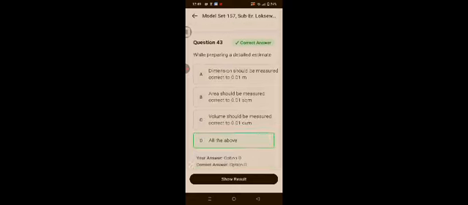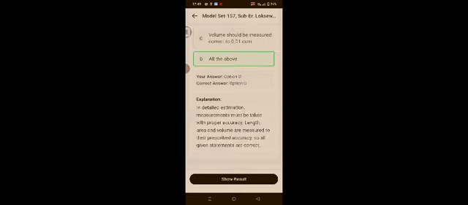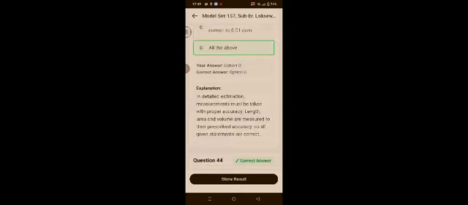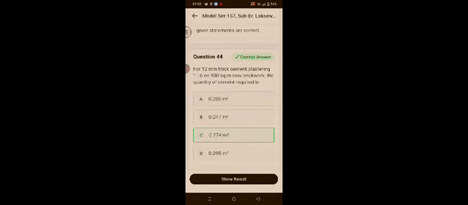While preparing the detailed estimate, dimensions should be measured to the correct depth of 0.01 meter. Area should be measured to the correct 0.01 square meter, and volume should be measured to the correct 0.01 cubic meter. All of the above. In a detailed estimate, measurement must be taken with proper accuracy. Length, area, and volume are measured to their prescribed accuracy, so the statement is correct.